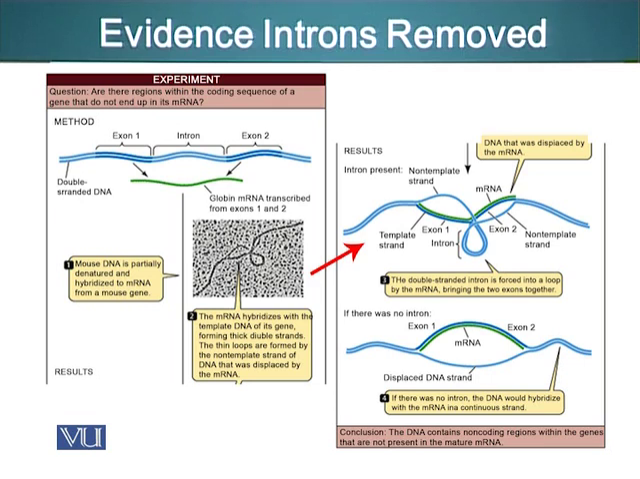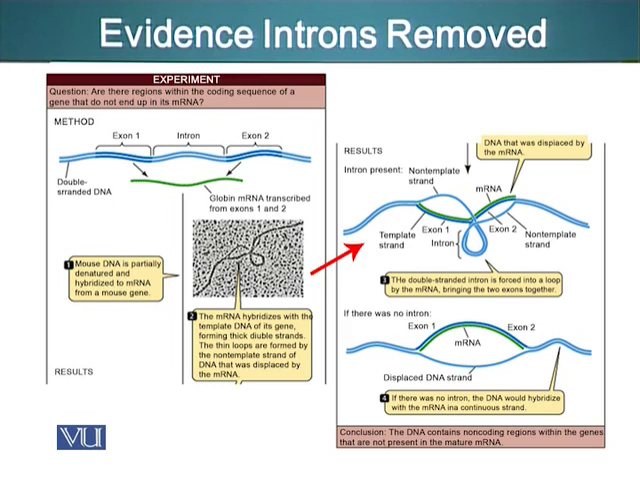When we look at the electron micrograph of this hybridization, this is the structure we see. We would not see this structure unless there were regions which were deleted from the messenger RNA. So this is the schematic form. Here you see the complementarity of messenger RNA with these 2 regions.